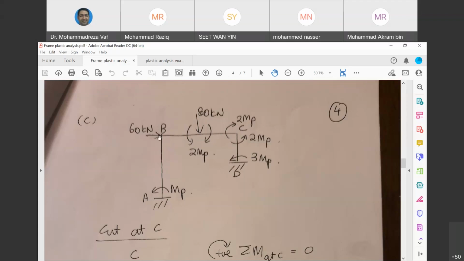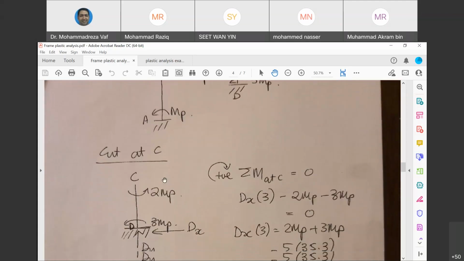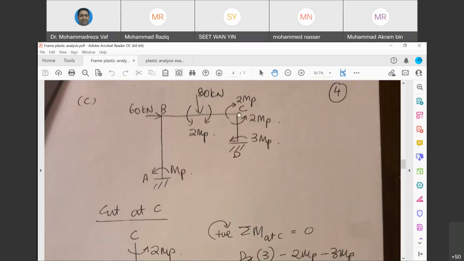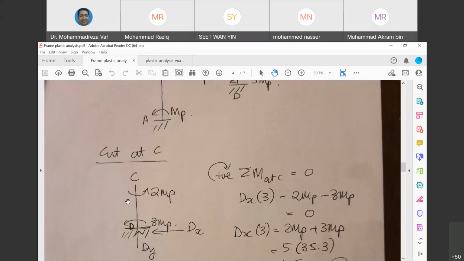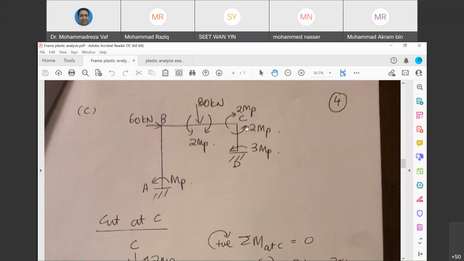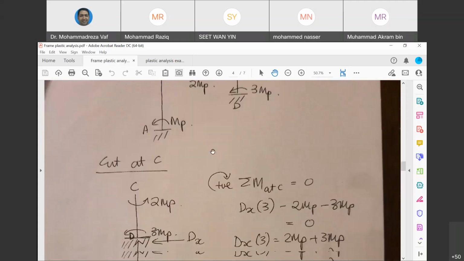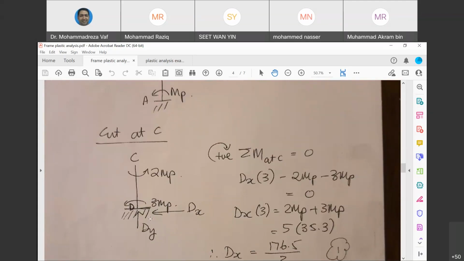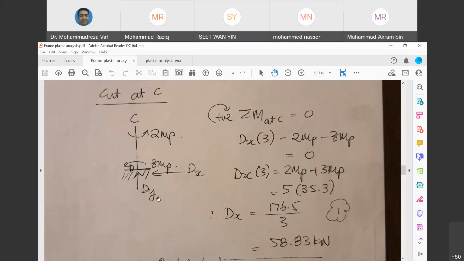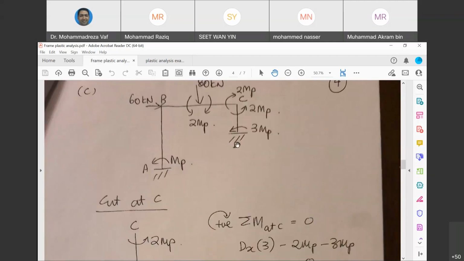If you want to calculate the bending moment at point B, you need to calculate the support reactions first. So this is what we have done. We have cut the column at point C, and then we have written down sigma y equals 0. If you cut it from here, you have two bending moments, up and down. And then sigma M at point C should be 0. You can calculate Px. Sigma y equals 0, you can calculate Dy. So these are the values that we have obtained for Dx and Dy. So we got the support condition here.